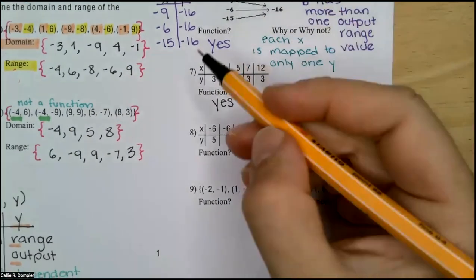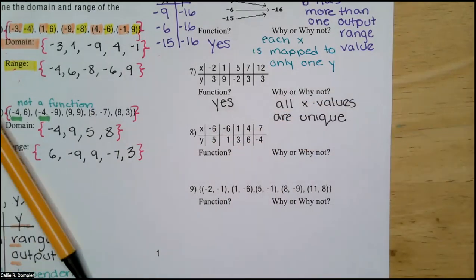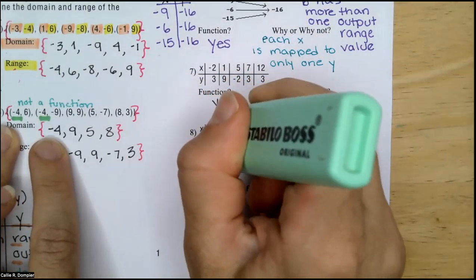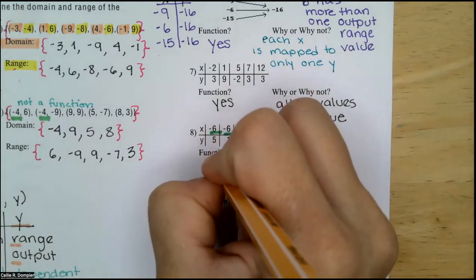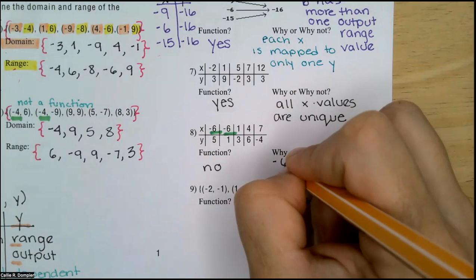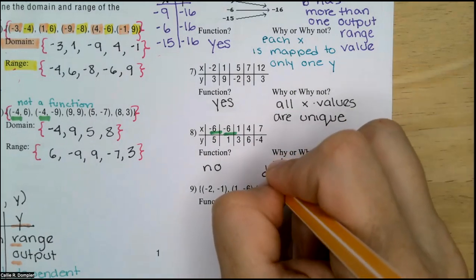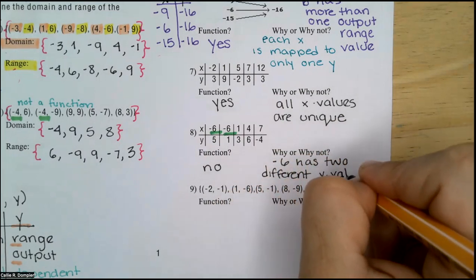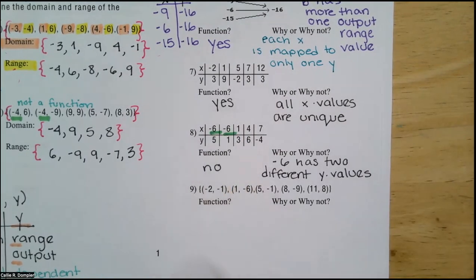Now let's look at this one. X of -6, y is 5. -6, y is 1. This is just like this problem, okay? -6 maps to 5, -6 maps to 1. So we're going to say this is not a function. Why? -6 has two different y values. I didn't even keep looking, right? I stopped there. -6 should only ever be 5. It should never be -6, 5 and -6, 1.